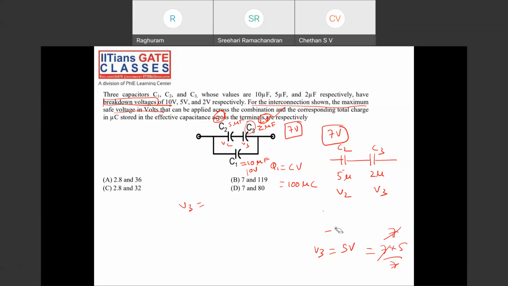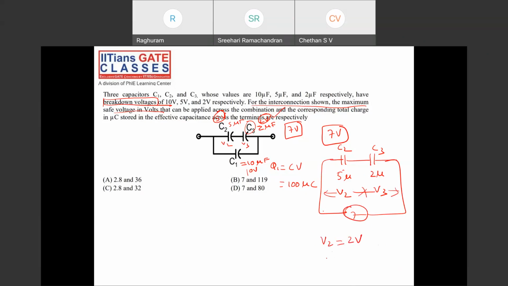See, if I apply 7 volts to this, can you find the voltages V2 and V3 here? Tell me how to find V2. V2 will be 2 volts, V3 will be 5 volts, which cannot happen because the maximum voltage that C3 can take is 2 volts. So now we have to come this way.